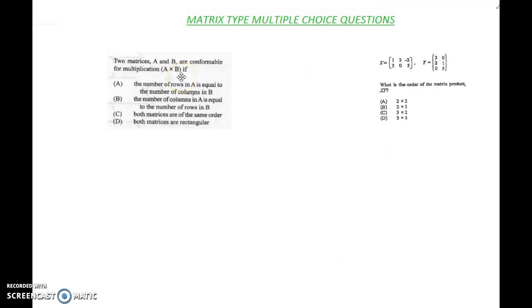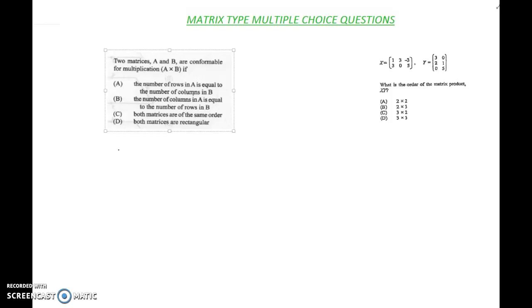So now we're looking at these two questions. We're looking at the left-hand side one first. So let's read together. Two matrices, A and B, are conformable for multiplication A by B if... So first of all, we need to understand what that question is asking. Some of us might see the word conformable and be like, what? But really and truly what the question is asking is: how do we know that two matrices can be multiplied?